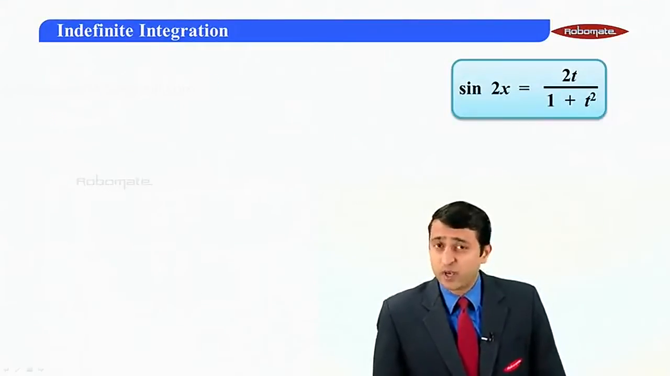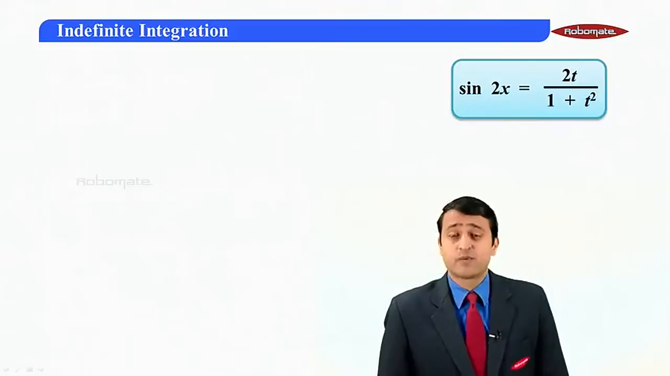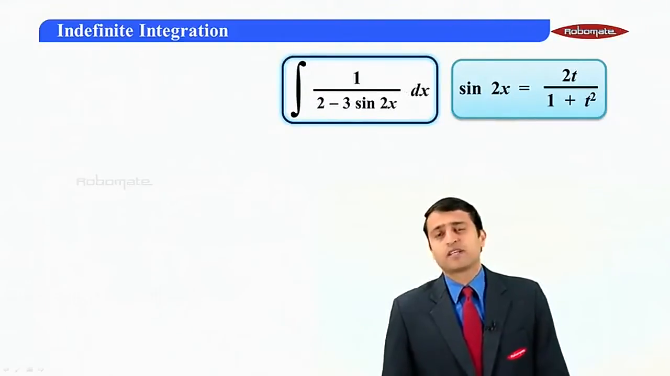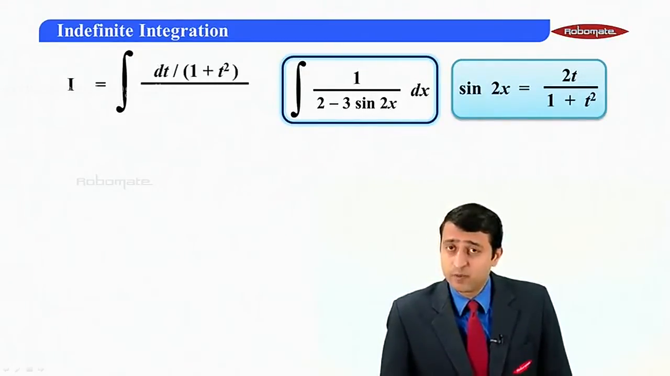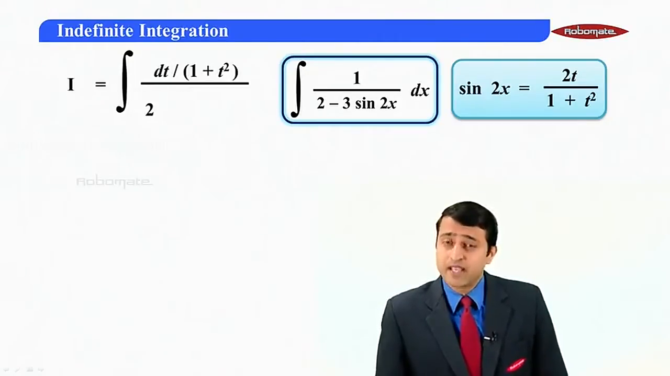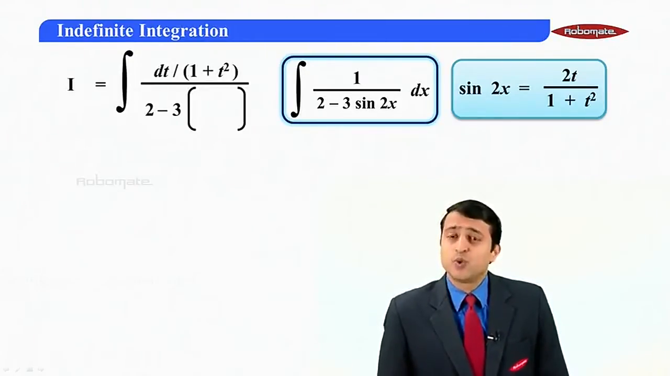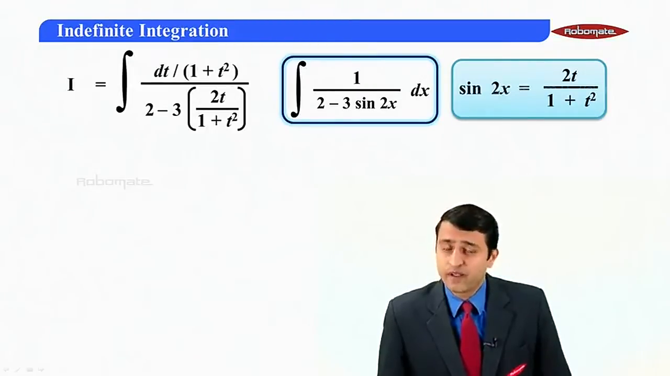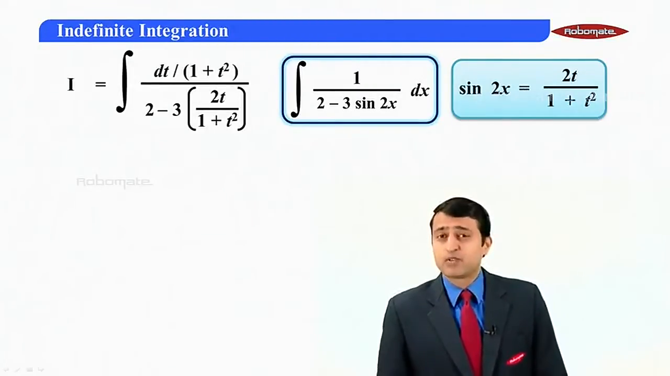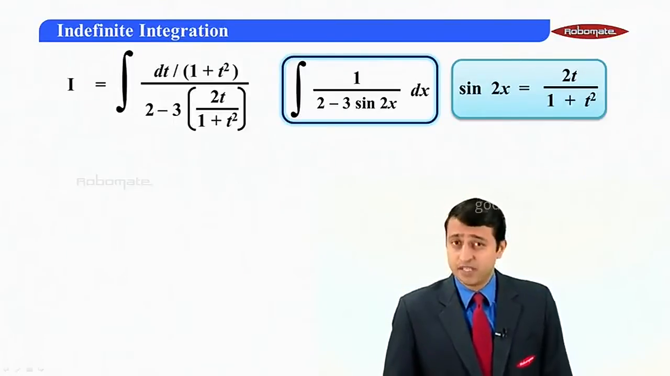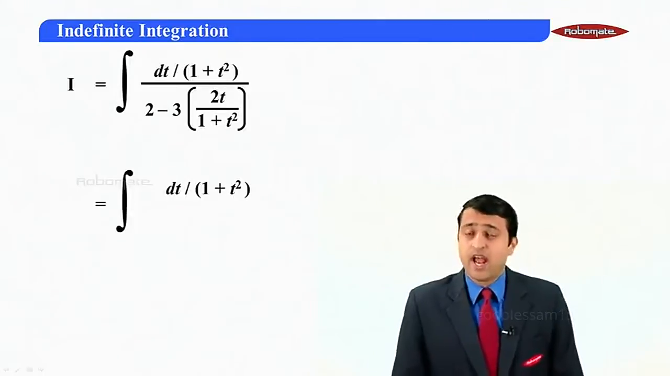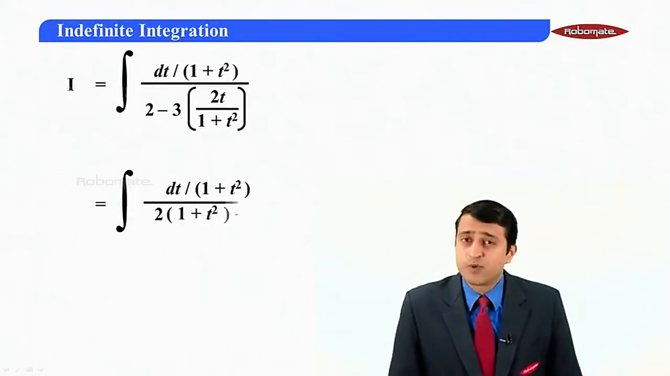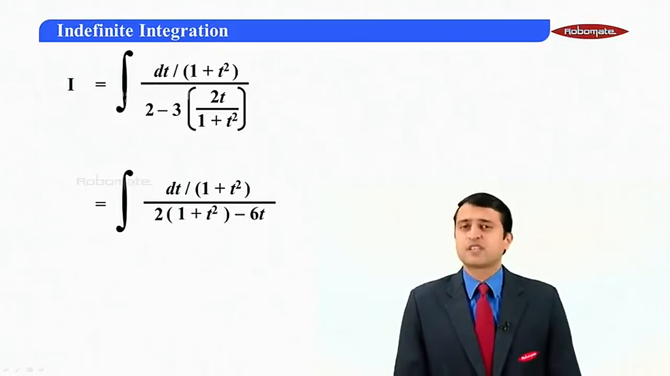Now my dear students, what I require is value of sine 2x, which I have to put in the integral 1 upon 2 minus 3 sine 2x. So what will the integral look like? It will become dt upon 1 plus t square in the numerator, 2 in the denominator will be as it is, and minus 3 into 2t upon 1 plus t square. Now for me to simplify further, I have to take LCM in the denominator. So in the next step, let us write dt upon 1 plus t square, and in the denominator it will become 2 into 1 plus t square minus 6t.